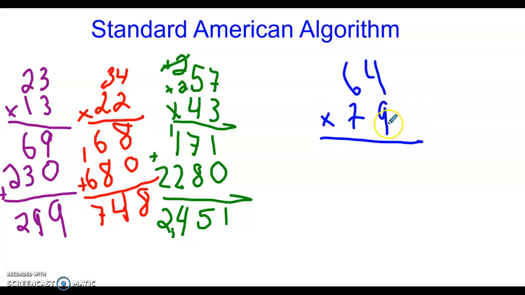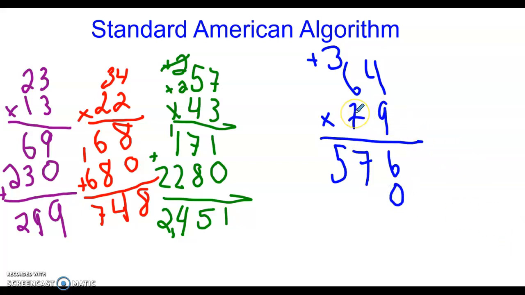Okay. So we're really starting off with multiplying 9 times 64. And to do that, you multiply 9 times 4. I know that's 36. Carry the 3. 9 times 6 is 54. Plus 3 is 57. So 64 times 9 is 576. I'm done multiplying my 9, so I put a 0 in the 1's place value.